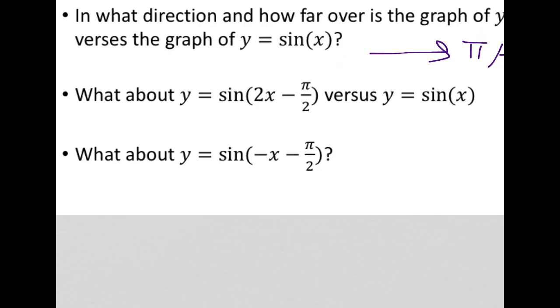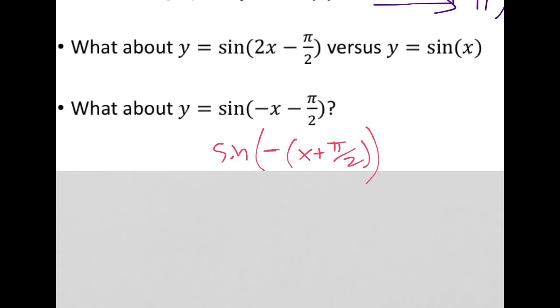Same exact thing here. If I have a negative x minus pi over 2, we can factor that negative out, and you can think of this as x plus pi over 2. Well, you may be like, that's more complicated. But we know that sine is an odd function, so we can pull that negative out front: negative sine of x plus pi over 2.